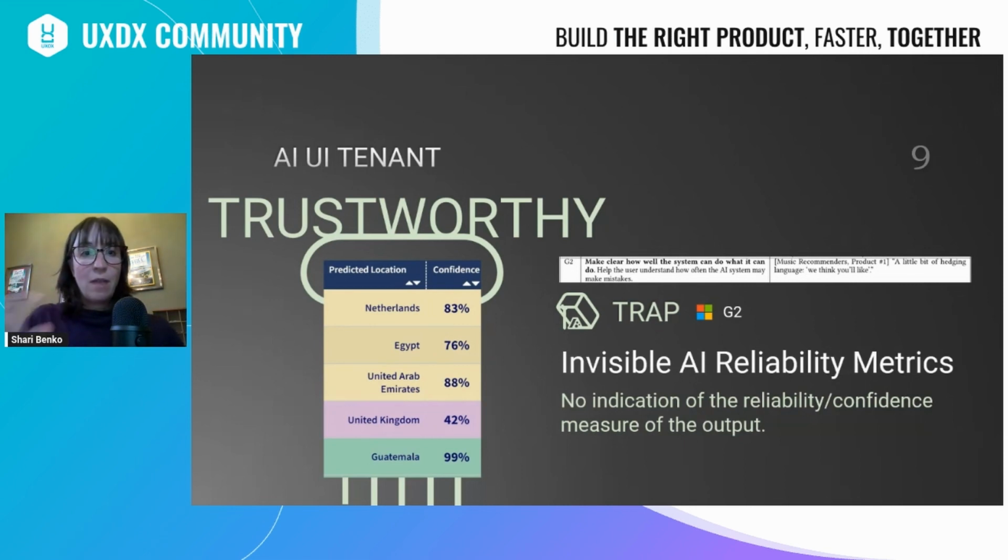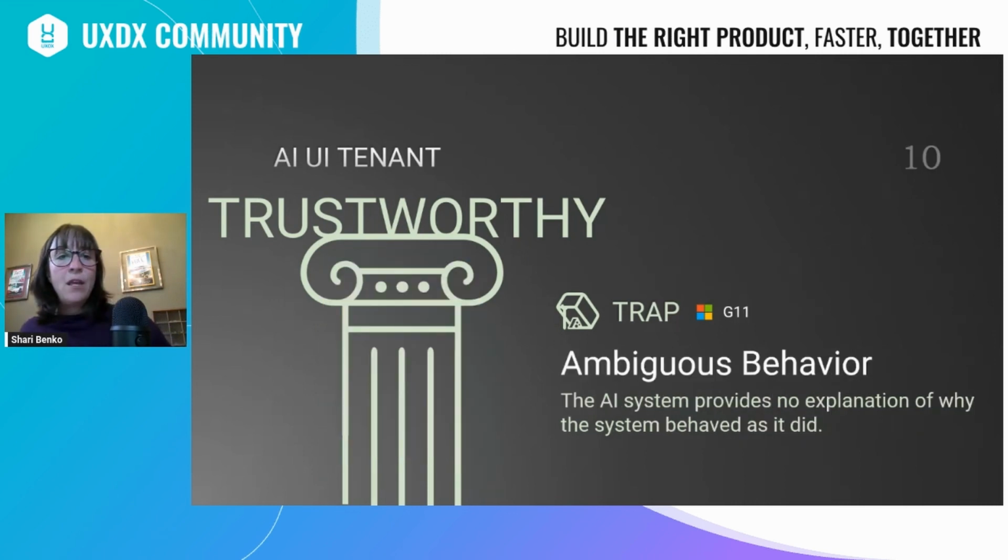succinct application of this. The example on the left is a location prediction, and the number on the right is the confidence that the model had in its recommendation that it was that particular country. So just something a little bit more apparent than we think, or just a wording change, might provide a little bit more indication of the reliability or confidence measure of the output.